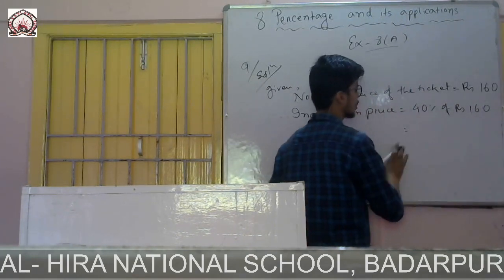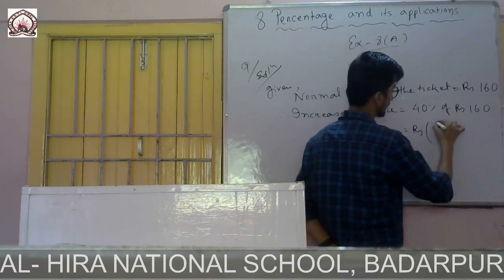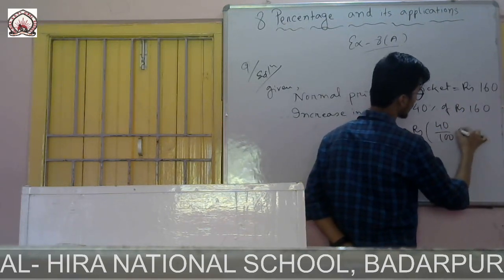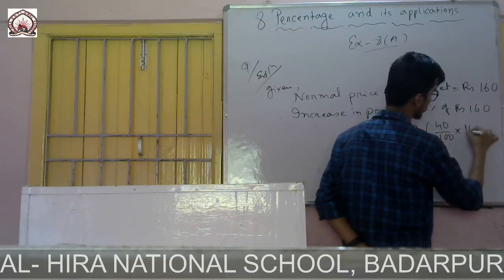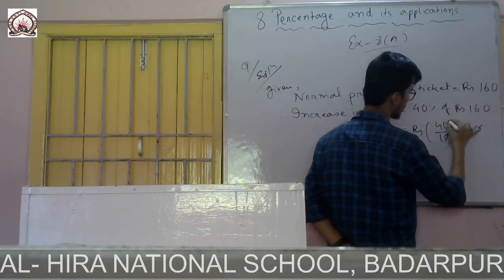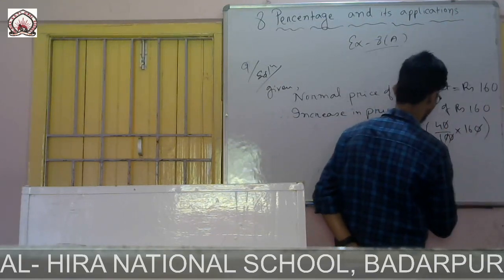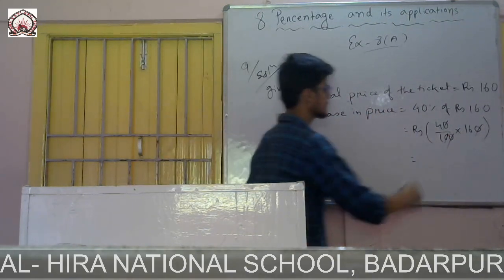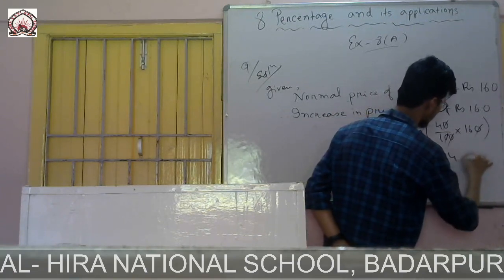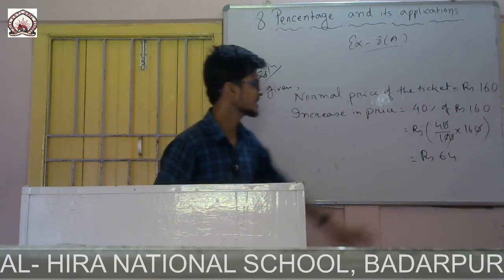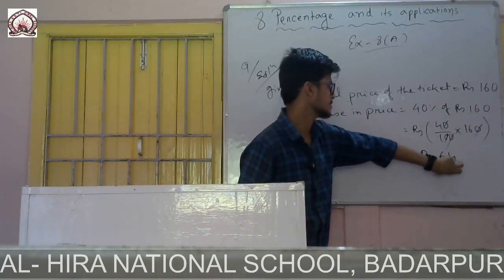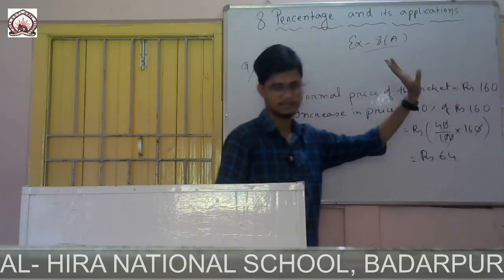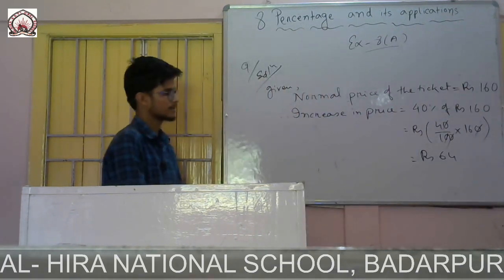So first of all I will solve this one. Rupees will be there. 40% means 40 by 100. Of means into, and 160. 10 and 10 I can cancel. Then 16 is left and 4 is left. So 16 fours are 64. So this is the increase, that means rupees 64 is increased on that ticket price.